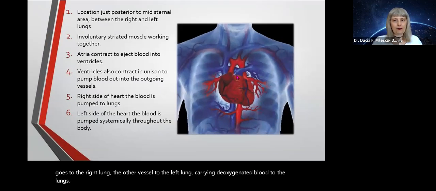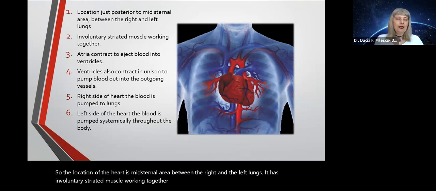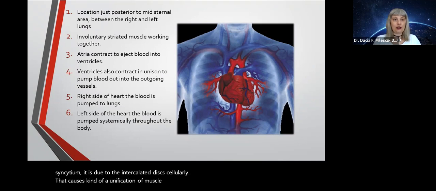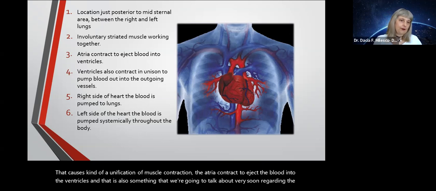So the location of the heart is the mid-sternal area between the right and left lungs. It has involuntary striated muscle working together, cardiac muscle. When they work together as a syncytium, it is due to the intercalated discs cellularly that cause a kind of unification of muscle contraction. The atria contract to eject the blood into the ventricles, and that is also something that we're going to talk about very soon regarding the electrochemical event.